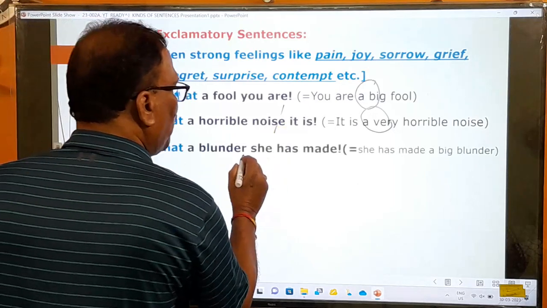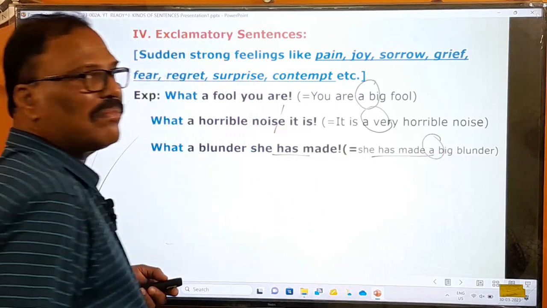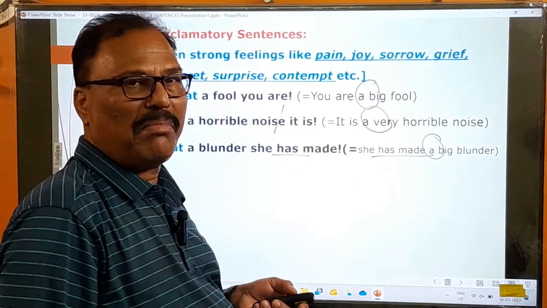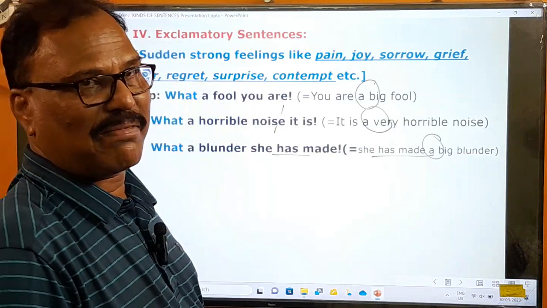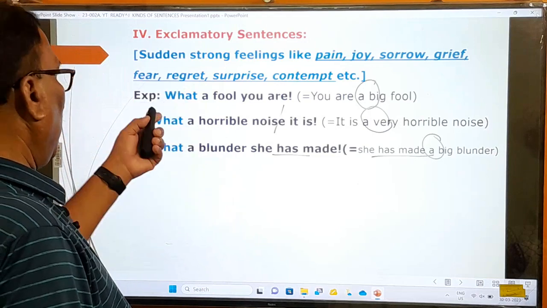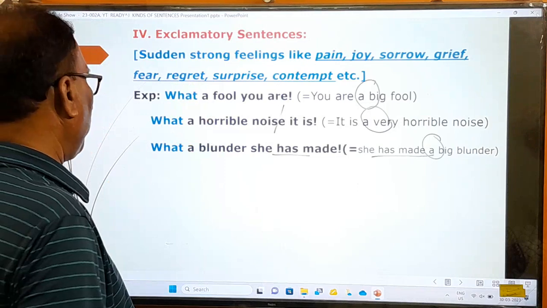What a blunder she has made. She has made a big blunder. If she has made a small blunder, there will be no exclamation of surprise. Since she has made a big blunder, there is a big exclamation: what a blunder she has made.